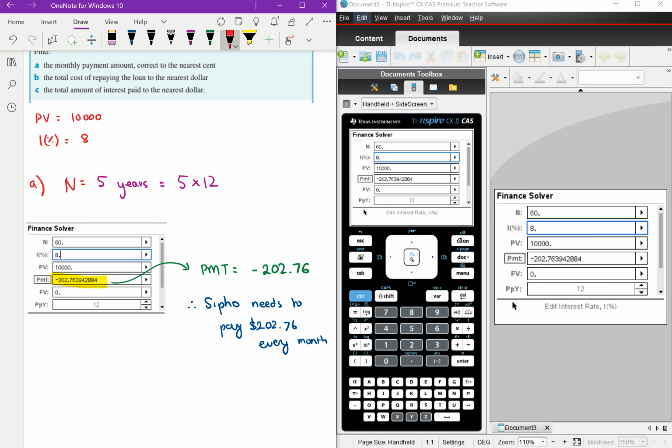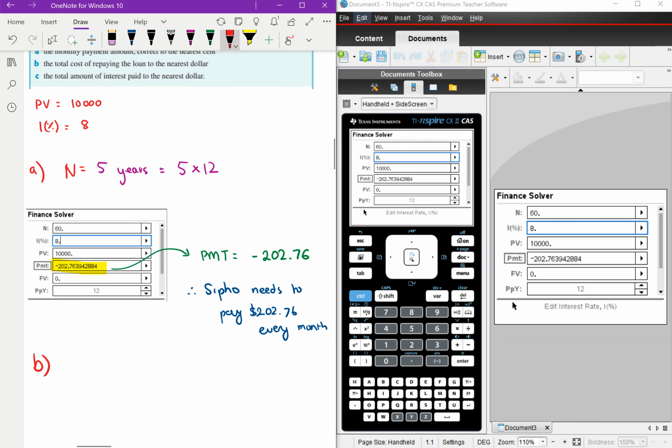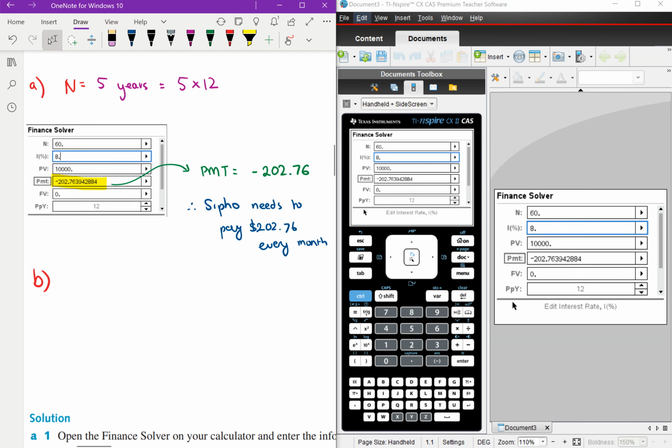Okay, and then part B. Part B of the question asks for the total cost of repaying the loan to the nearest dollar. So they want you to find the total cost of repaying the loan, which is the number of payments times the payment amount. How many times did we make payments? We made 60 of them, didn't we? And it's $202.76 every time.